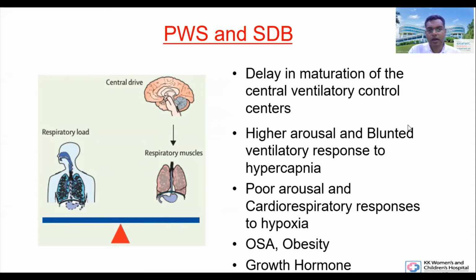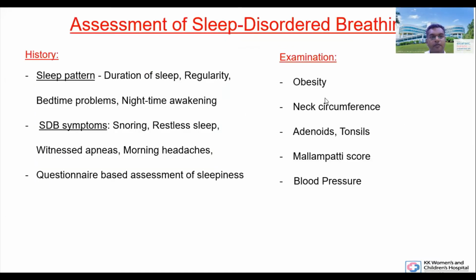and they have high arousal thresholds and a blunted response to hypercapnia and hypoxia. On top of that, they can develop obstructive sleep apnea and obesity, which can cause an increase in the respiratory load. And growth hormone, which we will talk about in the slides later, also causes stress on the body, which increases the load, and it causes the disequilibrium.